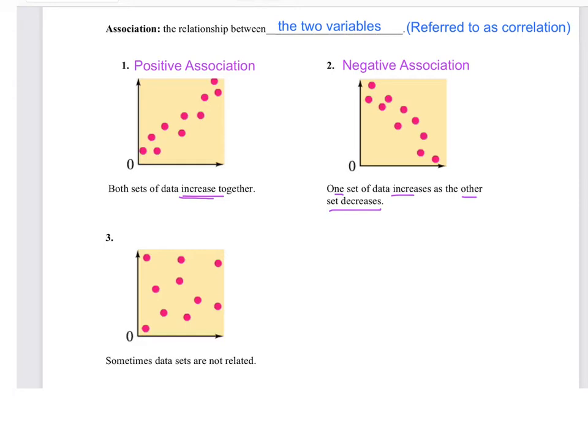And lastly, sometimes data sets are not related. When they're not related, the data is scattered everywhere. That is called no association. Let's look at some examples of a positive, negative, and no association. Remember, it can also be referred to as a correlation.